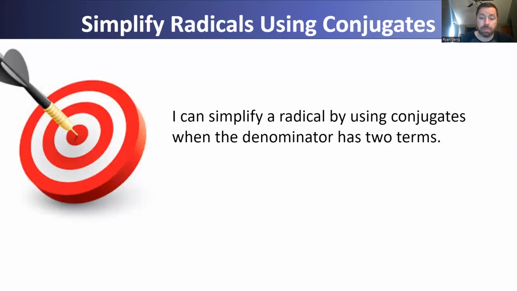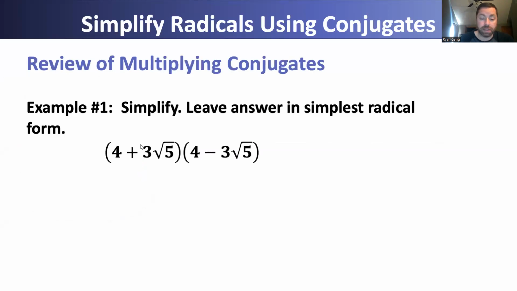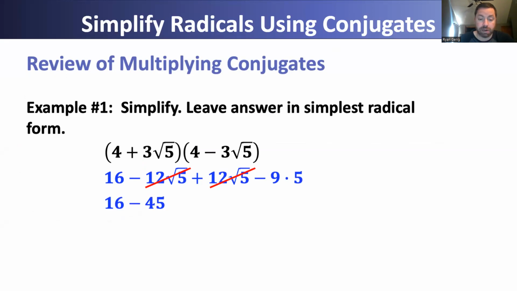So, review of multiplying conjugates. We introduced that in the last lesson of week 9. It was when we had the exact same binomial except for the sign. And what happened was the middle term canceled. So we did 4 times 4 and got 16, minus 12 radical 5, plus 12 radical 5, minus 9, and then radical 5 times radical 5 made 5. The middle terms, like I said, canceled, and we were left with 16 minus 45, which gave us negative 29.